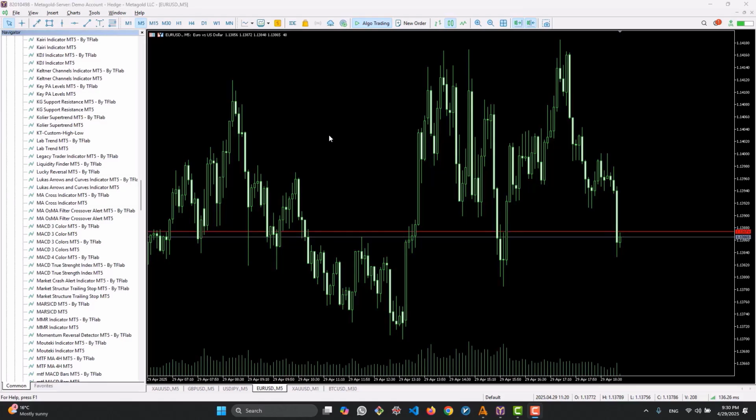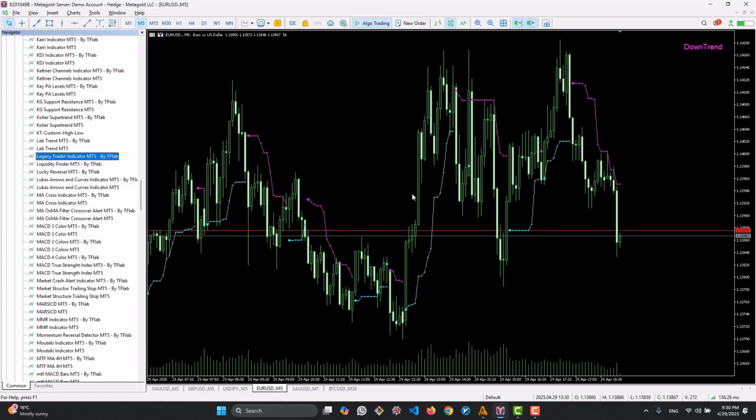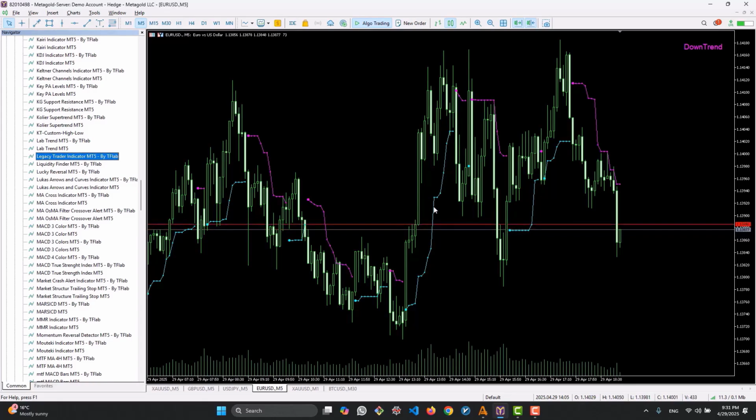Hello. In this video, I will be reviewing the Legacy Trader indicator on the MetaTrader 4 and MetaTrader 5 platforms. This indicator helps us identify the trend in the market. It also generates buy and sell signals for us, and we can use the existing line as a trailing stop as well. When the line of this indicator is below the candles and is blue, it indicates an uptrend.